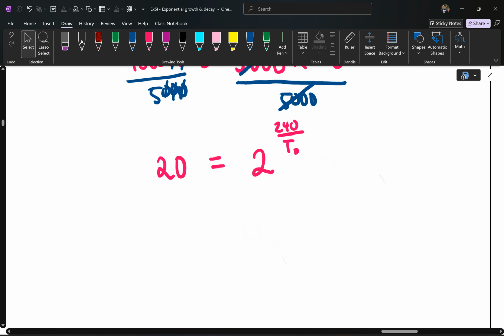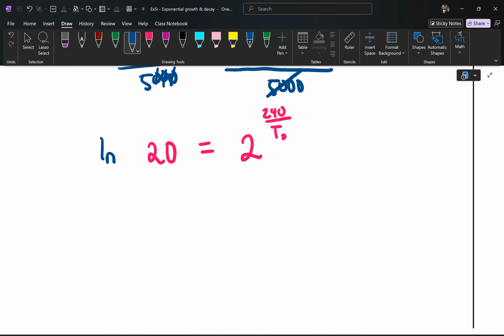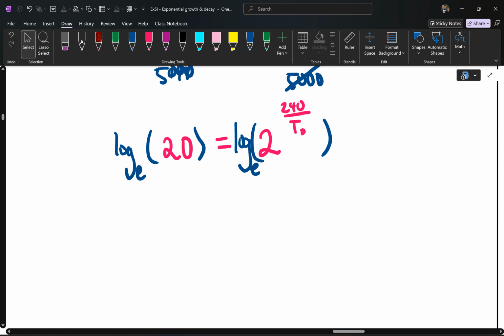Here, I'll stick to what the textbook might do. So from here, choose 10 or E. We'll just do E for the sake of it. So ln is nice and easy. I'll do log base E. ln is log base E, or I'll just write it out: log base E of the left. Whatever you do to the left side, you do to the right. Now, obviously, log E and 2 aren't going to cancel out.